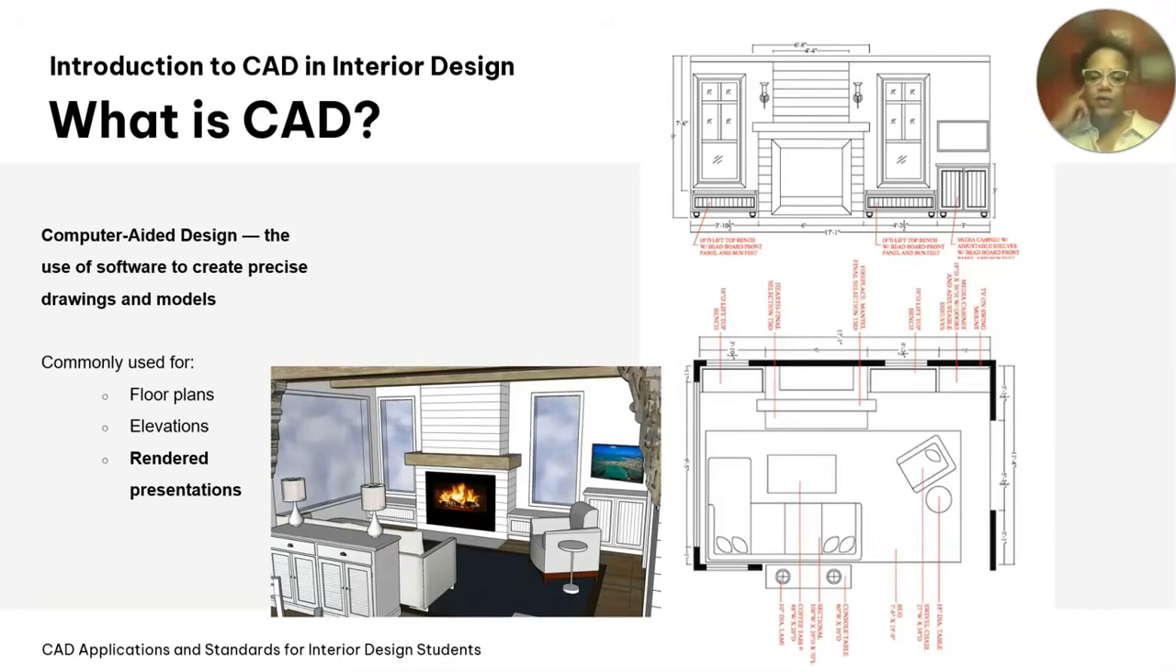And then I have 3D renderings. This is the exact same room. This is my floor plan, this is my elevation, and now I have a really quick 3D rendering that starts to visualize what this will look like in three dimensions. So now I know exactly what the fireplace looks like, what the sofa looks like, what the lamps look like. This is what would be considered a rendered perspective.